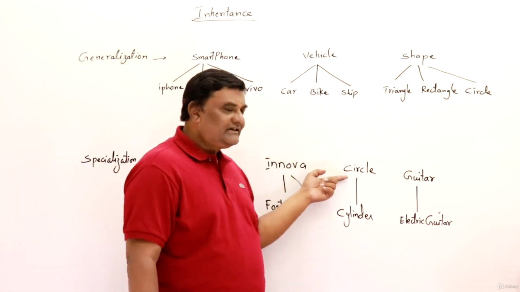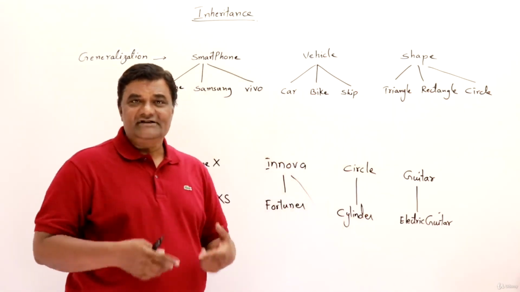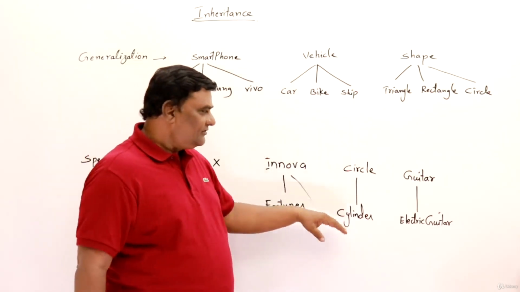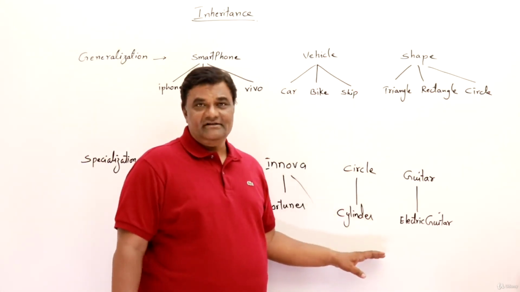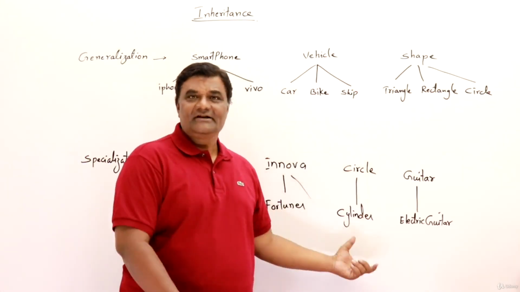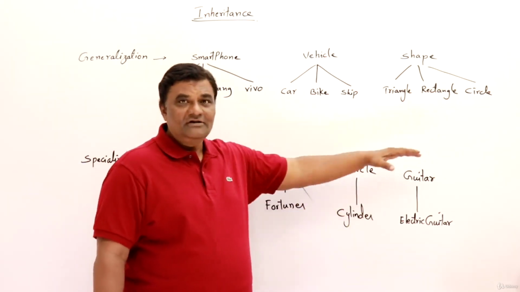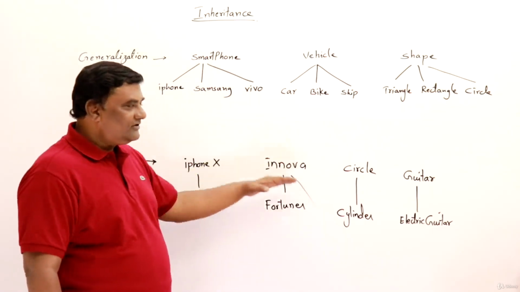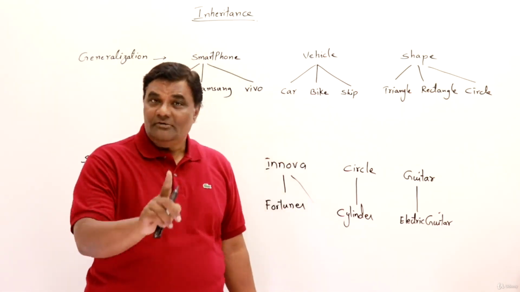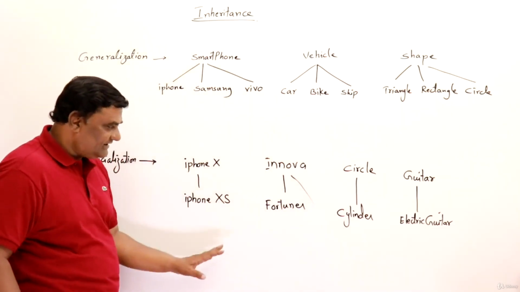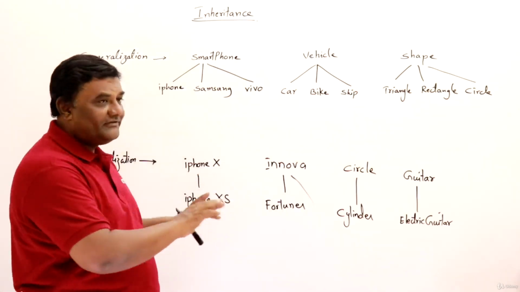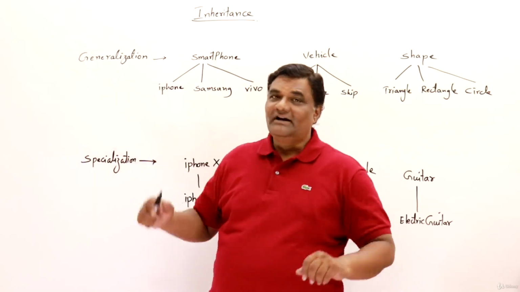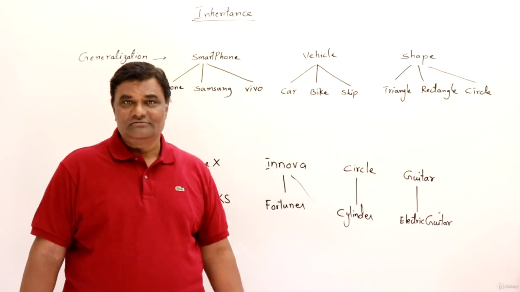Then circle, a geometric shape. To that, if you give height, it becomes a cylinder. So first comes the circle, then comes the cylinder. The circle is already there, just give the height, it becomes a cylinder. So top down. Guitar was already there, then the electric guitar, that is top down. So all these are top down. The common thing between generalization and specialization is that we can see them in the form of a hierarchy. But the difference is generalization means bottom up and specialization means top down.